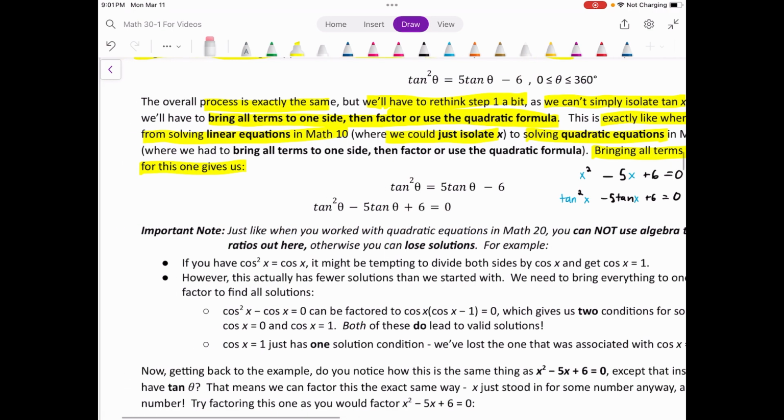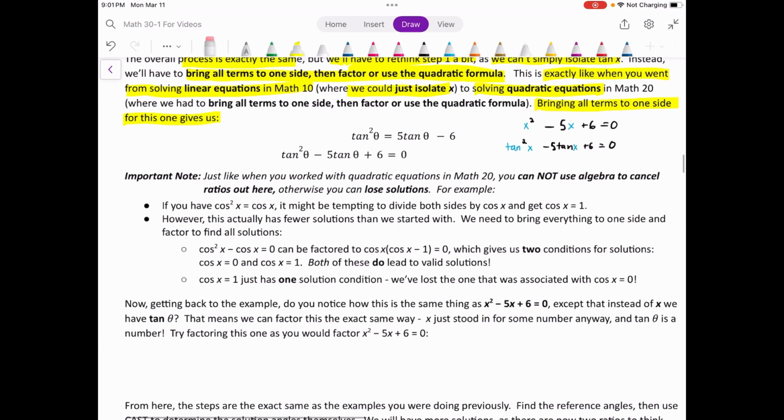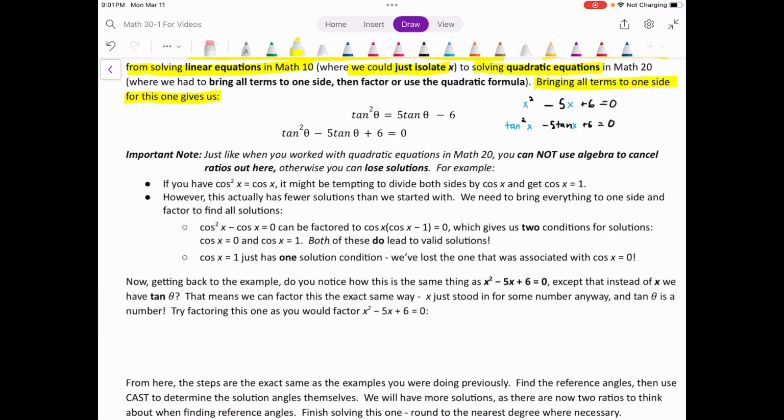The other thing I want to mention here before we move any further, okay, is that we need to be very careful here. It wouldn't have applied to this one, but it can come up. We'll see it in examples today. So I'm going to bring it up right at the beginning. Just like when you worked with quadratic equations in Math 20, you cannot use algebra to cancel out the ratios completely here, right? Otherwise, what can happen is that you can lose solutions.